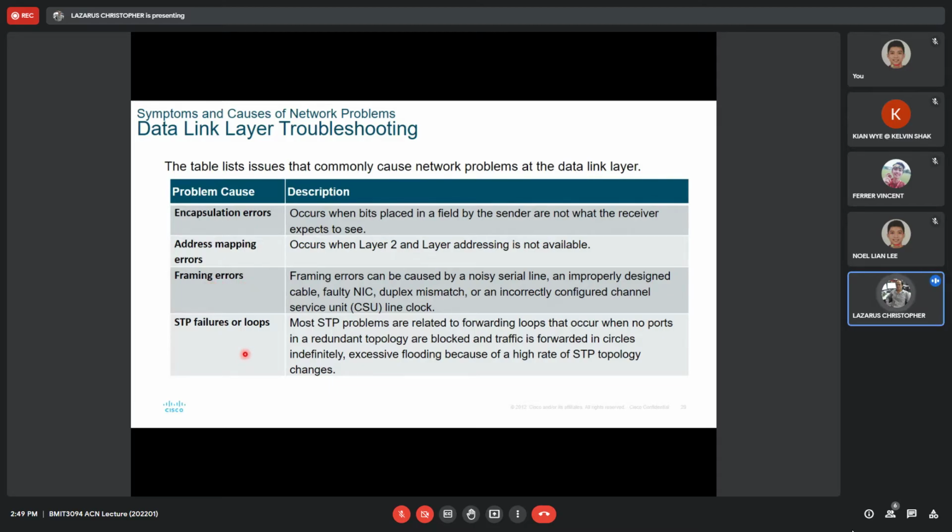STP failure or loops, because no ports in the redundant path are blocked. So the STP didn't work properly. Then you have loops, then you have broadcast storms, and then your network is down, right? Or the STP cannot converge somehow, so you have to check why. If STP cannot converge, it means the topology keeps changing. It could be an error from the switch itself, or it could be an attack happening.